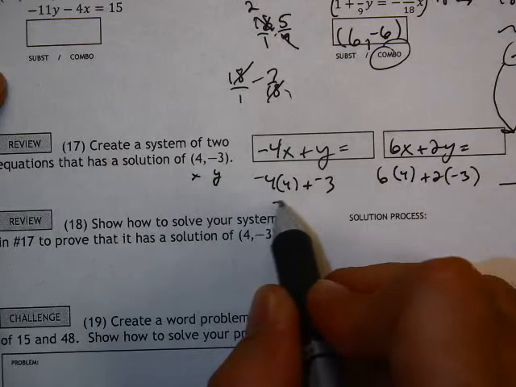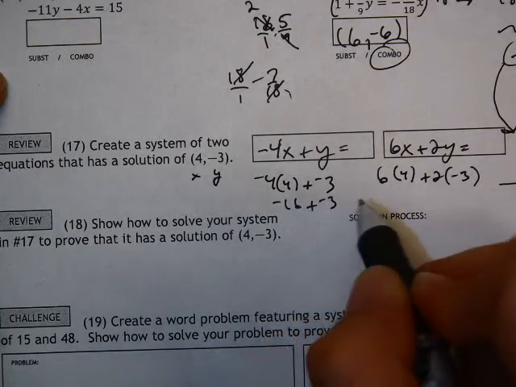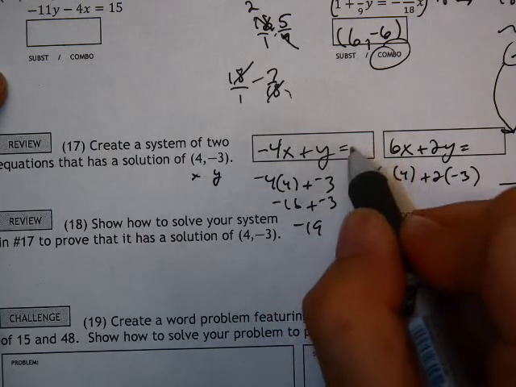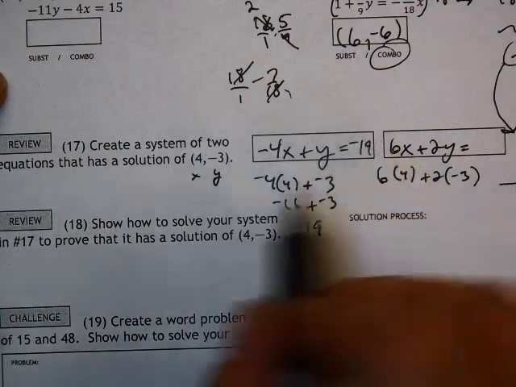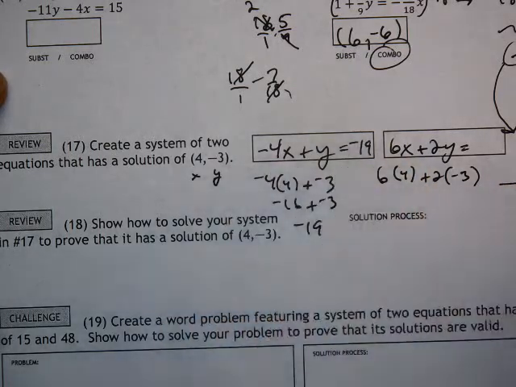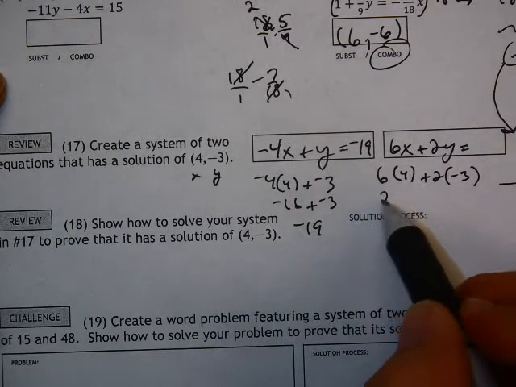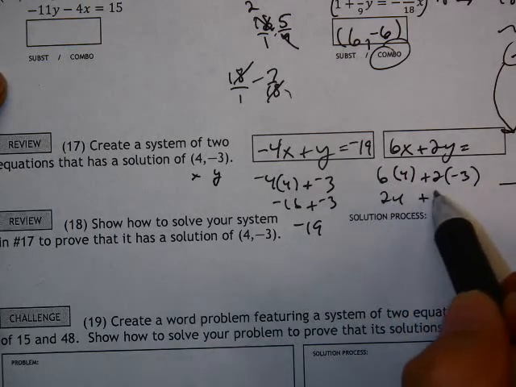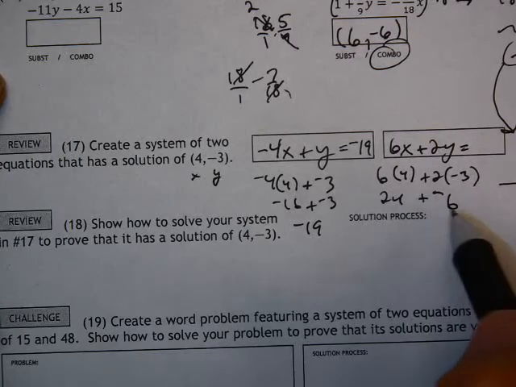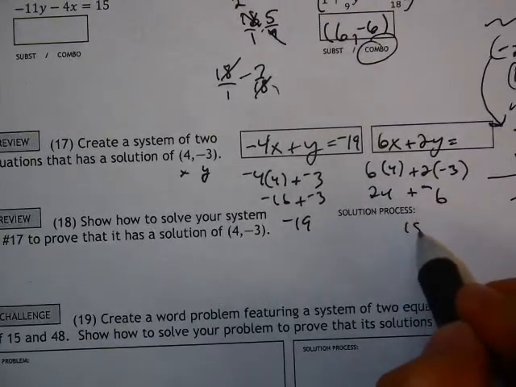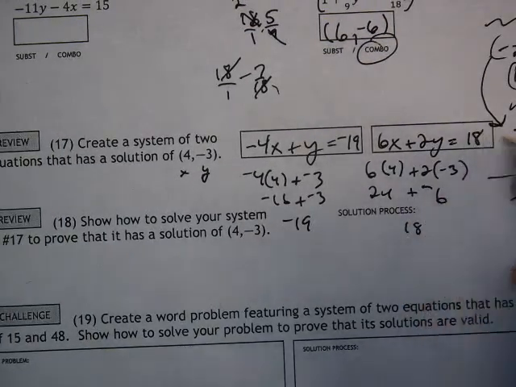-4 times 4 is -16 plus -3, which is -19. So this first equation is -4x plus y equals -19. On this side, I've got 6 times 4 is 24, plus 2 times -3 is -6. 24 plus -6 is +18, so now I've got +18 there.